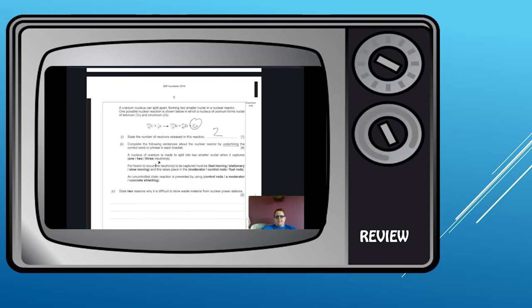Then we need to complete the following sentences about the nuclear reactor by underlining. The nucleus of uranium is made to split when it captures 1 neutron, just 1 there. For fission to occur, the neutron must be slow moving. If it's too fast, it will bounce off, and that's done by the moderator. And we prevent uncontrolled chain reactions by control rods.